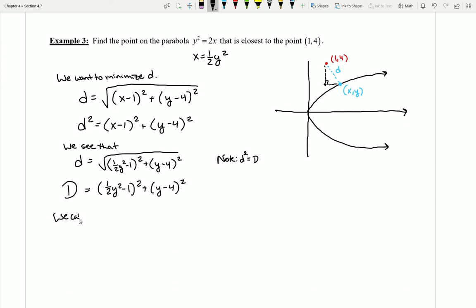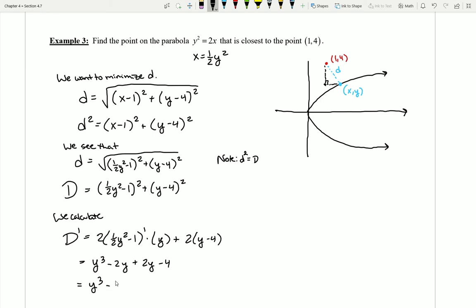So I'll start by saying now that we calculate d prime. Here I'm going to have to start by using my chain rule. So 2 times a 1/2 y squared minus 1 to the first. Then chain rule is just going to get me a times y, because it's going to be 2 times a half y to the first. Over here, I'm going to get 2 times a y minus 4, and my chain rule is just going to give me a times 1. So if I was to simplify this out a little bit, notice here I can distribute my value of 2 as well as a value of y, and I'm going to end up with y to the third minus 2y plus 2y minus 4. That comes from over here. So I can simplify this down to actually just be y to the third minus 4.